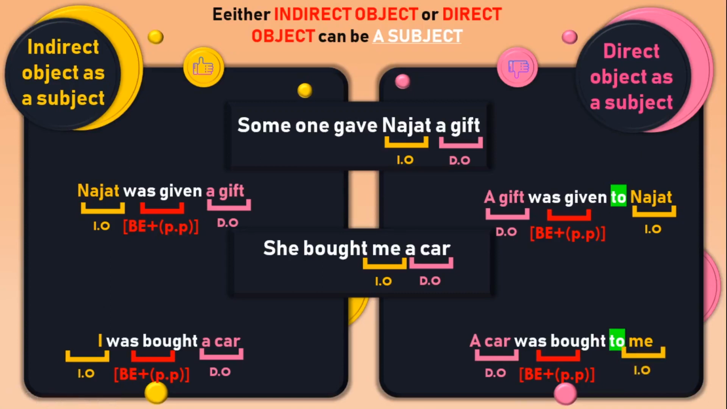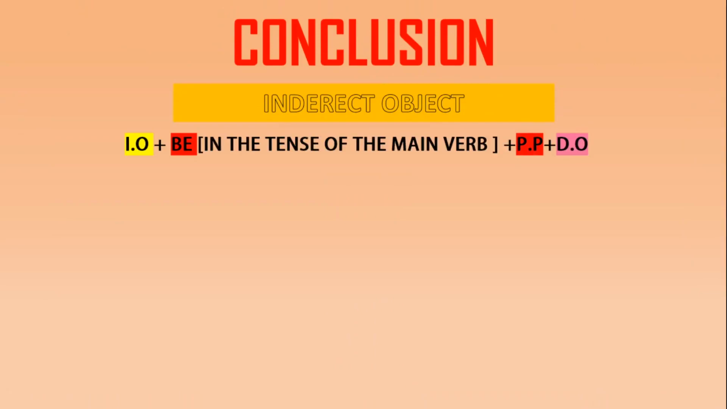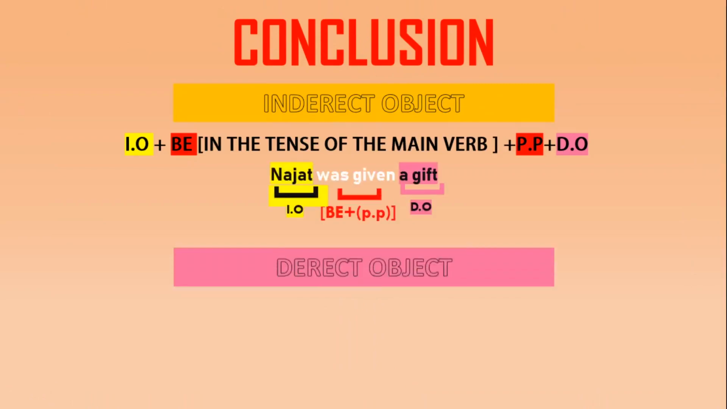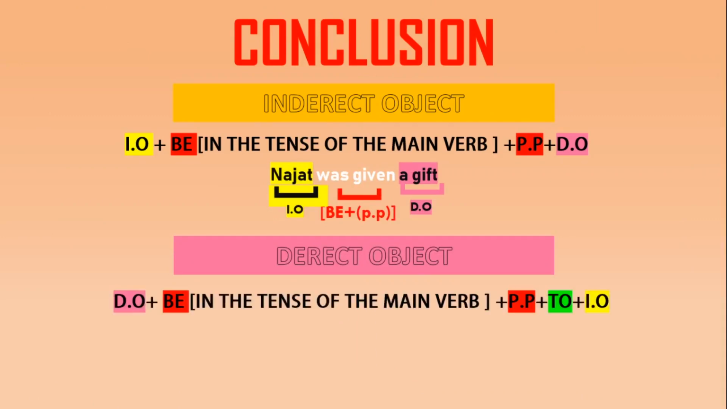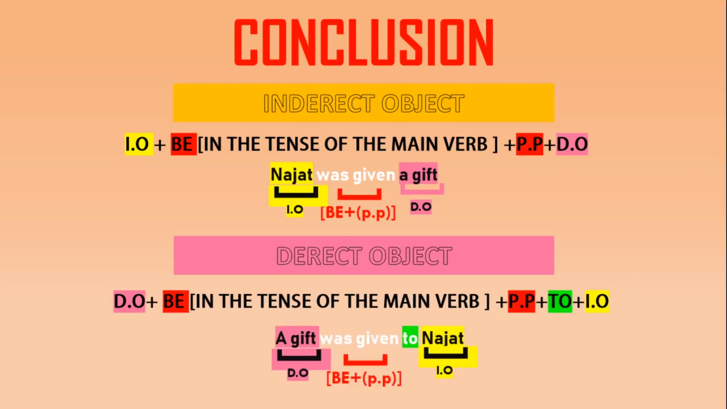So again, let's have a conclusion of what we have just done. With the indirect object, we put the indirect object, plus be in the tense of the main verb, plus the past participle, plus the direct object. As we saw in the example, with the direct object, we put the direct object, plus be in the tense of the main verb, plus the past participle, plus to, plus the indirect object. I think I need glasses, I cannot see well.